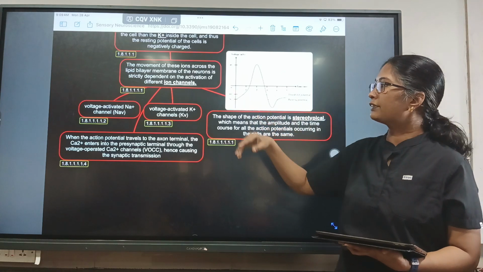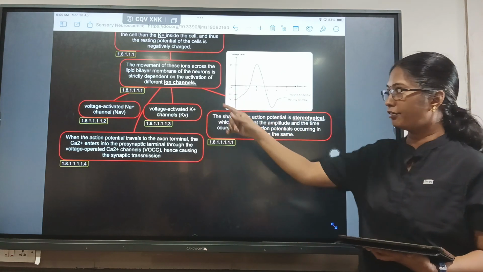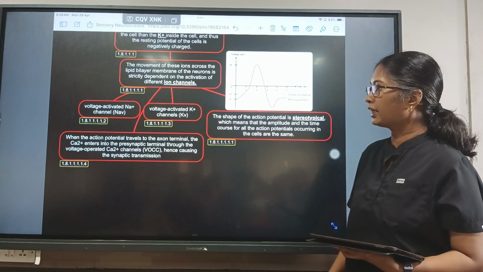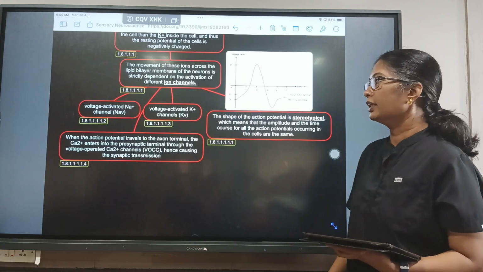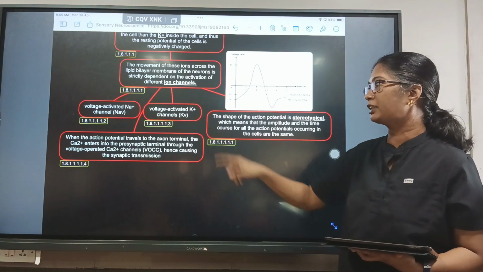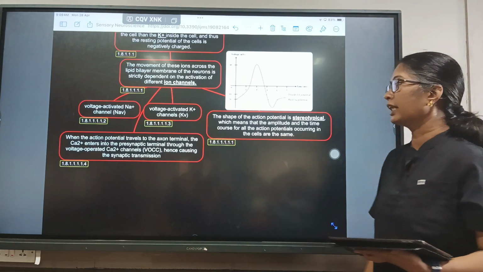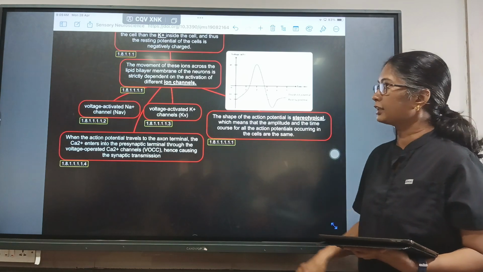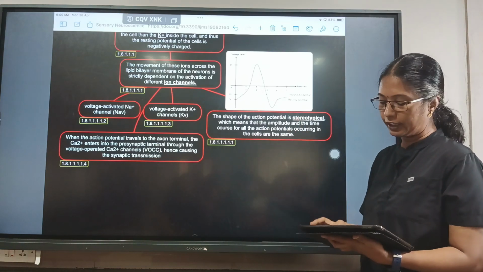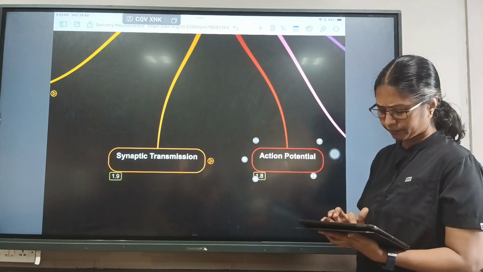When we talk about ion channels, we have voltage activated sodium ion channels, NaVs, voltage activated potassium channels, and we have calcium channels. When the action potential travels to the axon terminal, the calcium enters into the presynaptic terminal through the voltage operated calcium channels, hence causing the synaptic transmission. So these are the important points we should note in talking about action potential.